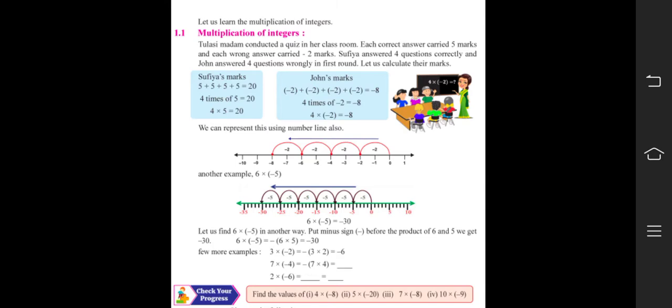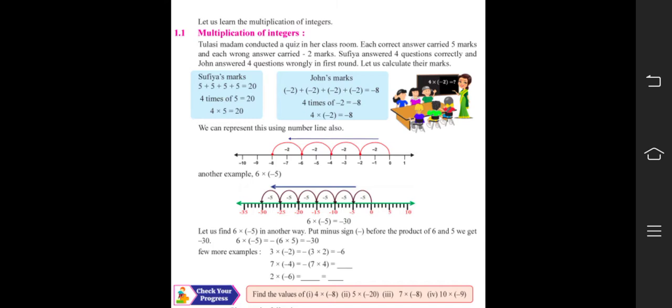Let us find 6 into minus 5 in another way. How? See here. Put minus before the product of 6 and 5, we get minus 30. 6 into minus 5 is equal to, how can we write? The minus sign will be kept in front. So minus of 6 into 5 equal to minus 30.